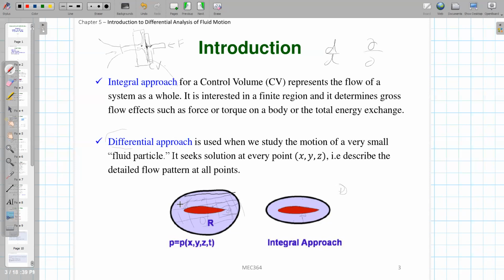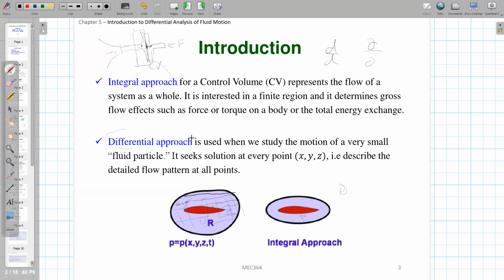Okay, and then for each numerical grid point here, we try to get the local temperature, the local density, the local pressure, and the local velocity. Then, using a visualization method like a contour or vector plot, we can see the flow structure of the air around this airfoil. Okay, so this is the biggest difference between the integral approach and the differential approach.